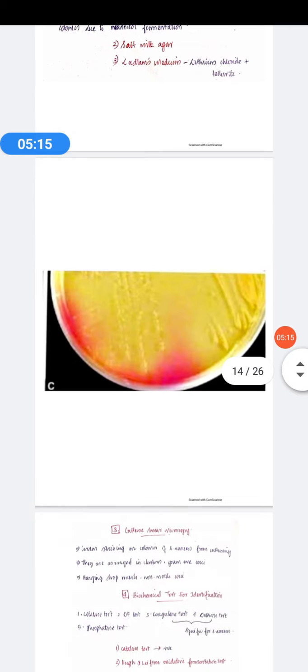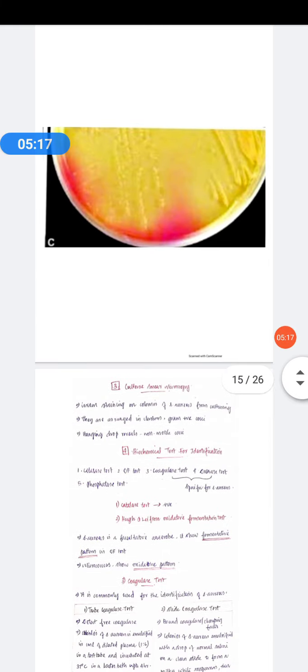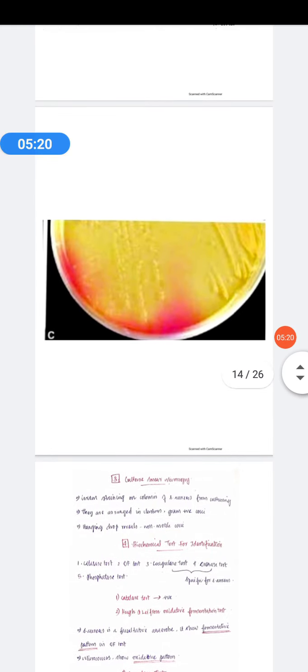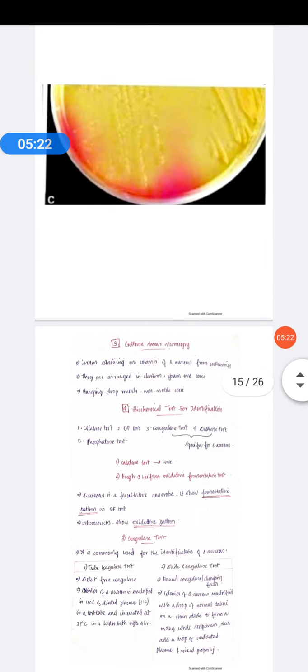Then come to the second one, that is salt milk agar. The third example is Ludlam's medium. In Ludlam's medium, the ingredients are lithium chloride and tellurite. This is the figure showing the mannitol salt agar and yellow colonies we can see.